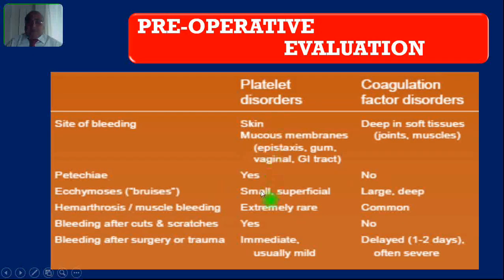Ecchymosis is very small and superficial in platelet disorders, whereas the ecchymosis is very large and very deep in case of coagulation factor defects. Hemarthrosis and muscle bleeding is extremely rare in platelet disorders, whereas it is very common in coagulation factor disorders. Bleeding after cuts and scratches is common in platelet disorders, whereas it is very uncommon in case of coagulation factor disorders. Bleeding after surgery or trauma is usually immediate and mild in case of platelet disorder, whereas in coagulation factor disorders the bleeding will be delayed, only after 1 to 2 days, and it is also very severe.